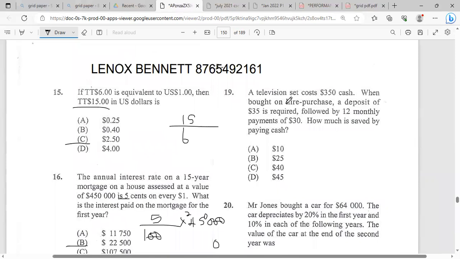All right, a television set costs $350 cash. Like the video, guys, so we can buy a new television. It can be bought on hire purchase, a deposit of $35 required, so you pay $35 plus 12 monthly installments of $30.